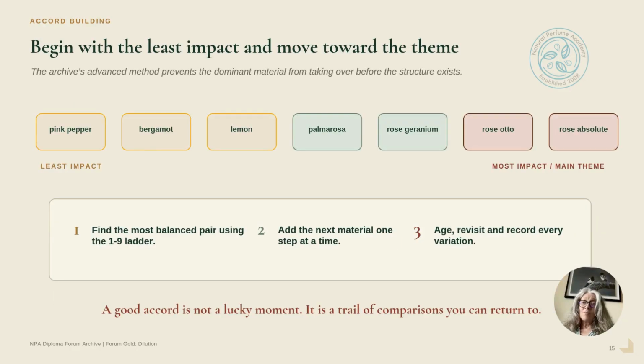For a more complex accord, begin with the least influential material and move gradually towards the main theme. It is like building the stage before the lead performer arrives, so the dominant note has a structure beneath it.